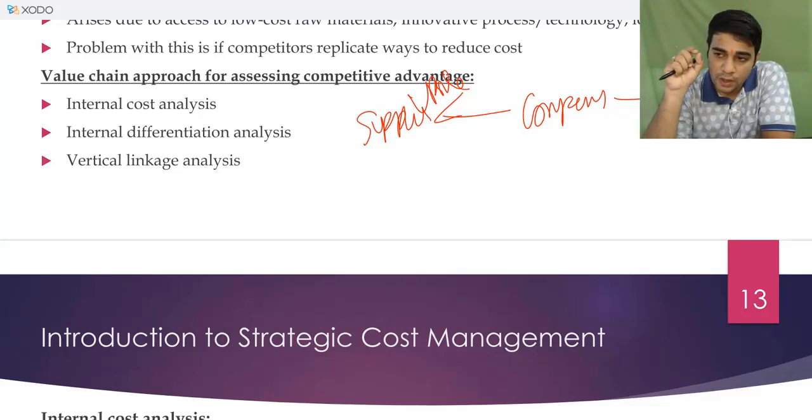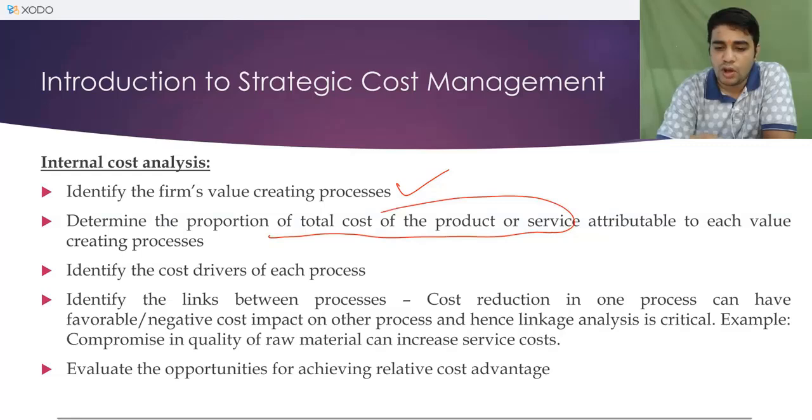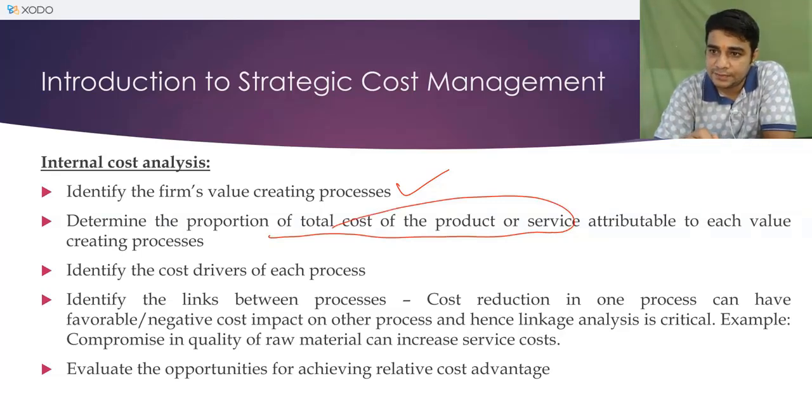So your focus is to know the cost which you are incurring at every activity and then pulling down the cost side. Identify the value creating processes. Determine the proportion of the total cost of the product or the service. Proportion is basically percentage of the total cost. Identify the cost driver. Cost driver is basically why a cost is being incurred. We learned that there were two types of cost driver. What were those? Structural cost drivers and executional cost drivers.